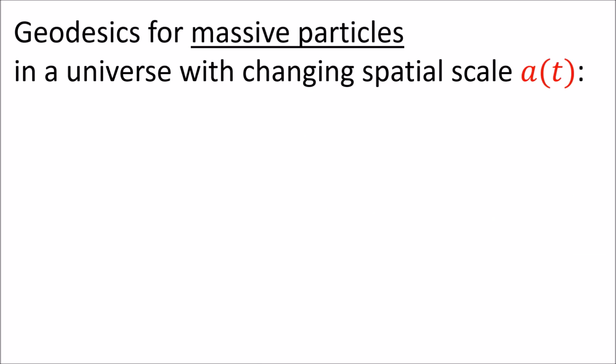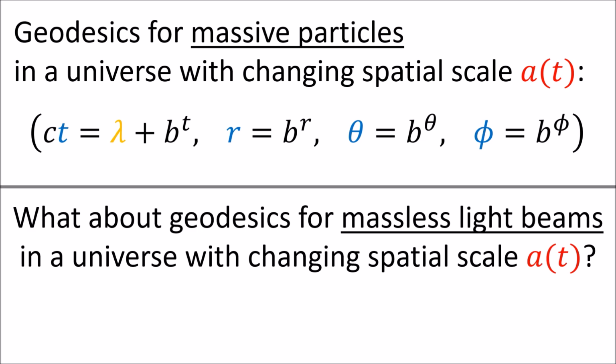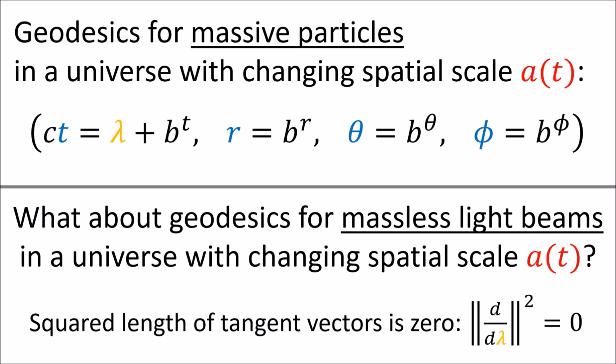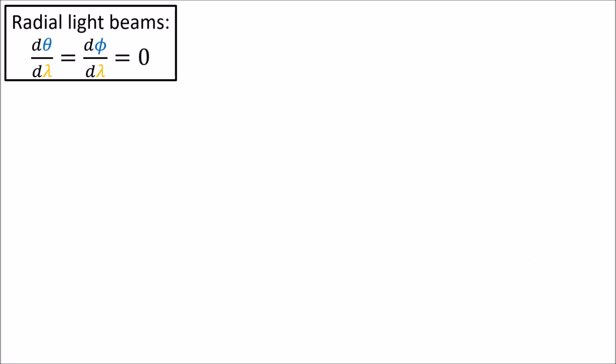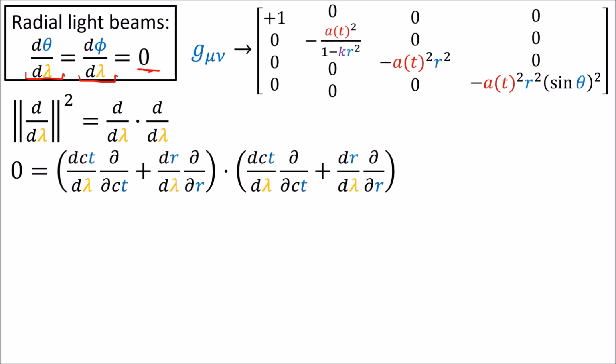So we've calculated the geodesics for massive particles in a universe that changes in spatial scale according to the FLRW metric. But what about the geodesics of massless light beams in a universe with changing spatial scale? We know that for light-like world lines, the tangent vectors are light-like vectors, with a squared length of 0. So if we look at a radial light beam in FLRW spacetime that's traveling in the r direction with constant theta and phi coordinates, the formula for the squared length of the tangent vector looks like this, which we set to 0 for a light beam.